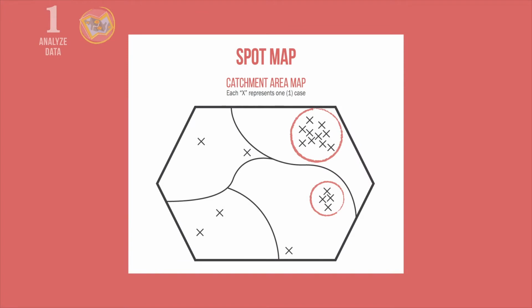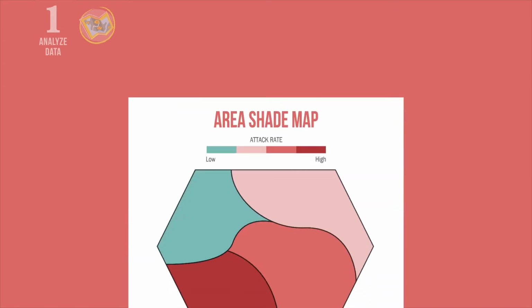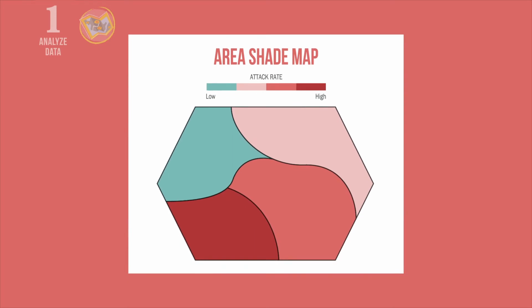Next, locate where the disease is occurring. Track cases on a spot map, which helps visualize where cases are clustered together by location. This information can help the national level target interventions such as additional immunization services or better communication about immunization in a given area. When the population size varies between the areas you're comparing, a spot map can be misleading. In that case, use an area shade map that shows attack rates in different areas.